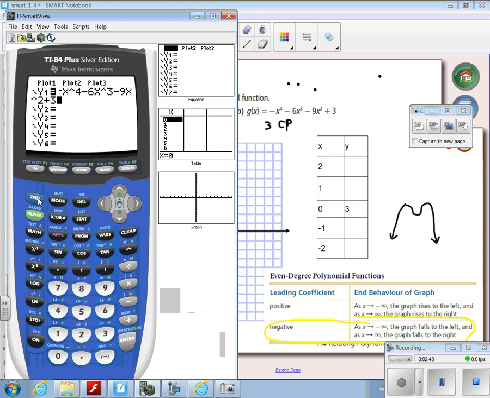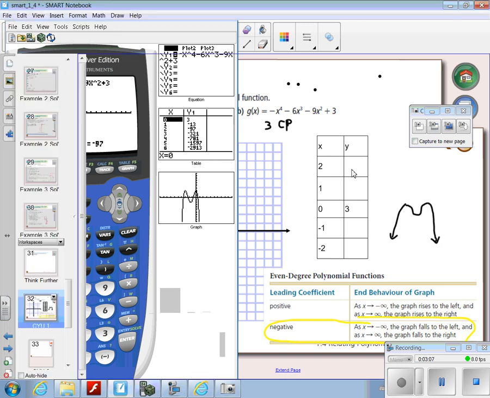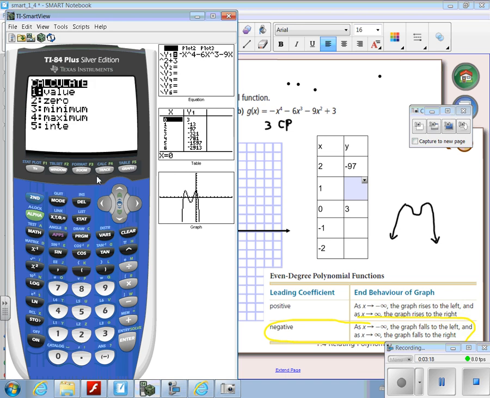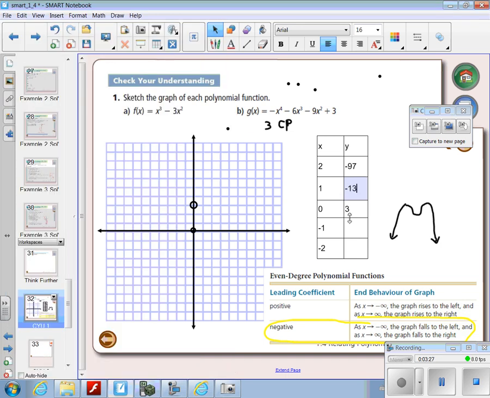Okay, now I'm going to go to my home screen. I'm not even going to look at the graph. And I'm just going to go second function, calculate a value. I want the value when x was 2. Oh, it's going to graph it for me. Okay, pretend like you don't see that. I want the value of 2, enter, and it's negative 97. Okay, so back to my table. That's negative 97. It definitely falls left. Now to the 1. Second function, calculate a value of 1. That's negative 13.